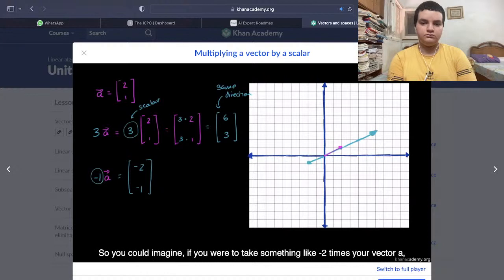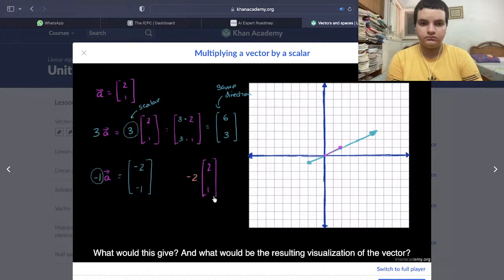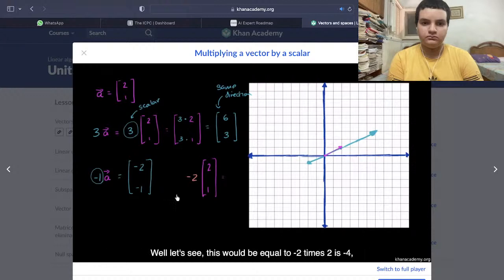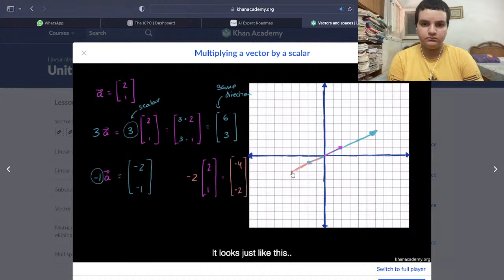So you could imagine if you were to take something like -2 times your vector A, and I encourage you to pause this video and try this on your own, what would this give and what would be the resulting visualization of the vector? Well, let's see, this would be equal to -2 times 2 is -4, -2 times 1 is -2. So this vector, if you were to start at the origin, remember you don't have to start at the origin, you'd go 0, 1, 2, 3, 4, then 1, 2. It looks just like this.